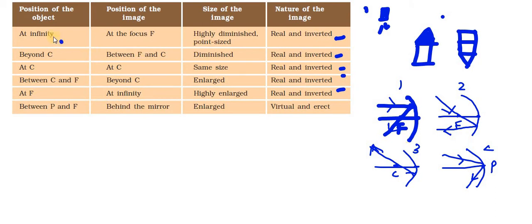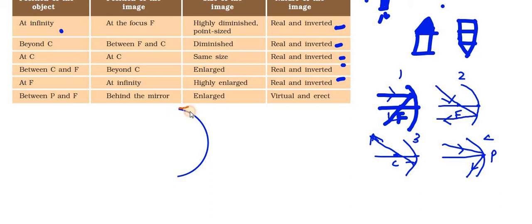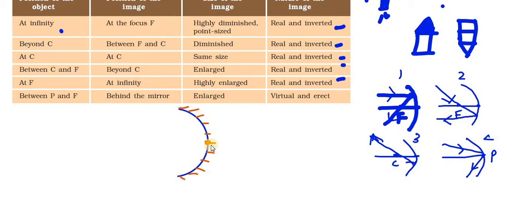First we'll go for the first diagram, when the object is placed at infinity. We'll see how the image is formed now. Here this is the concave mirror. So in this concave mirror, this is the pole, at this point. Now I'll draw the lines.